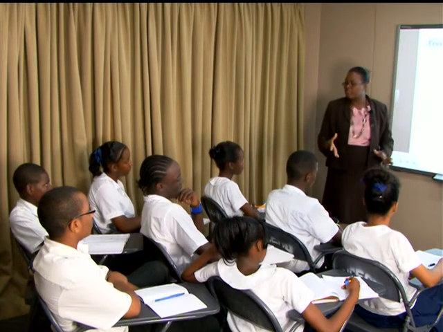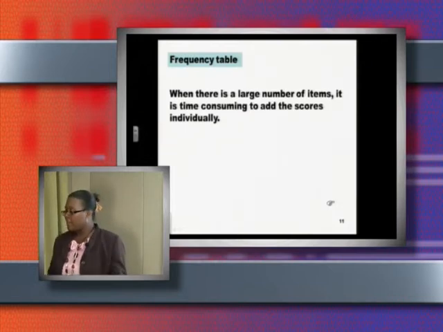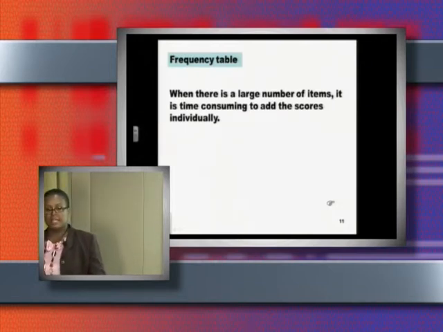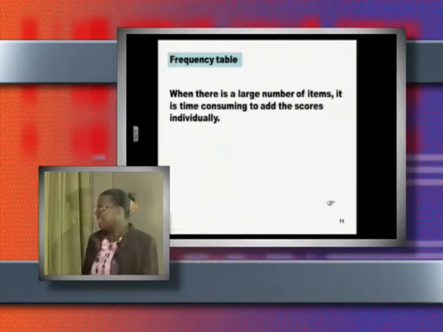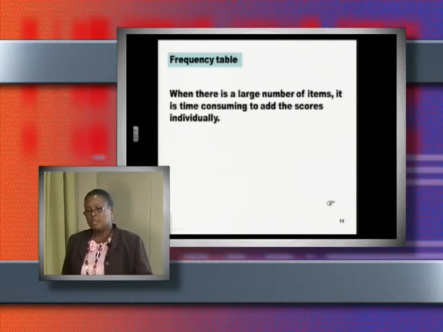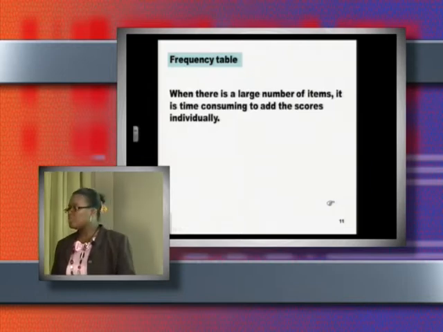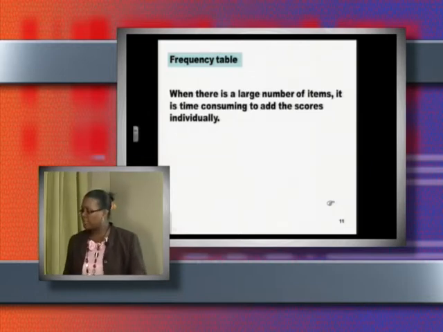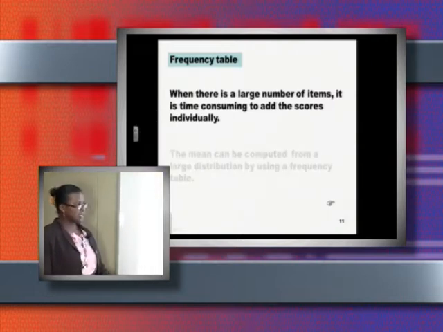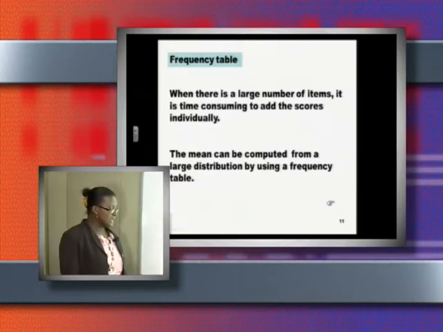So now we move to the frequency table. The frequency table is a strategy that helps us to compile a large amount of information and then get our results in a relatively short space of time. So as we were saying, the frequency table helps us to calculate the mean. Before we get the mean, we would have had tons of information, and we want to get this mean in a relatively short space of time. So we make use of the frequency table. So here we have another statement saying that the mean can be computed via the use of a frequency table.